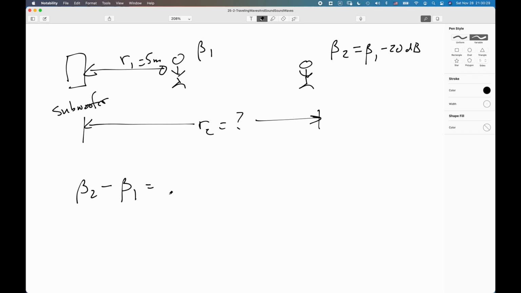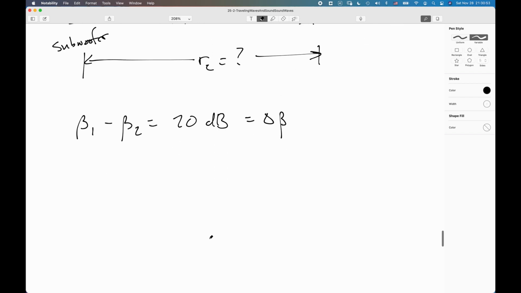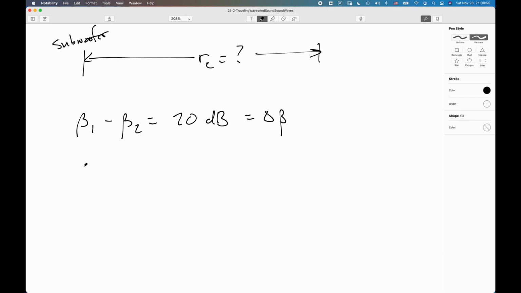Beta 1 minus beta 2, because I want a drop of 20 dB. I want beta 1 minus beta 2 to be equal to 20 dB. All right, that's what that is. So let's just, for the grins, call this delta beta for the moment, just to make it a little easier to write. It's not really a change in, well, okay, fine. We'll call it delta beta anyway.